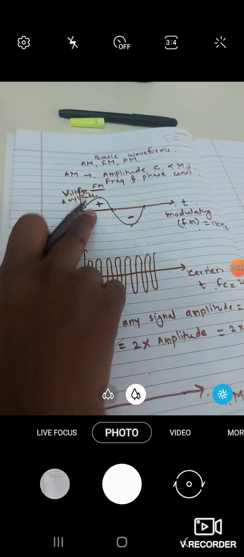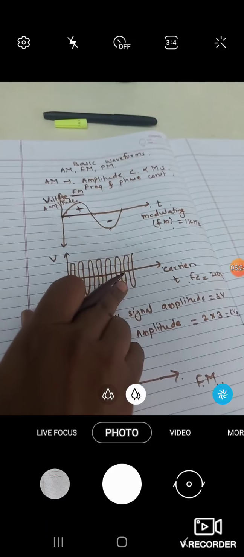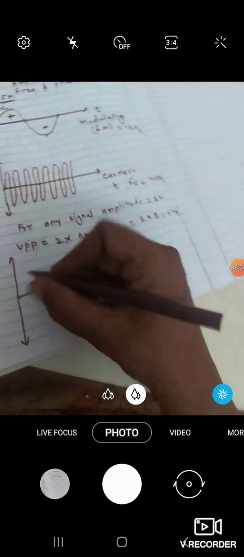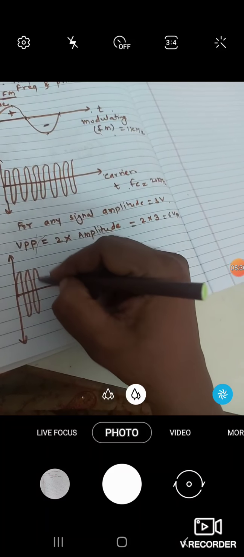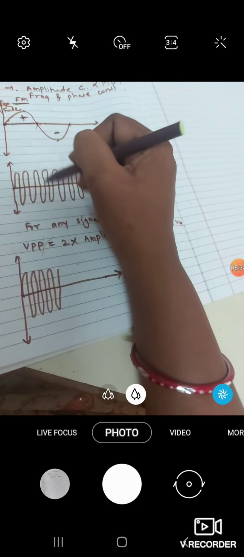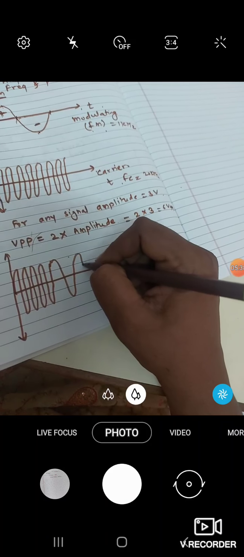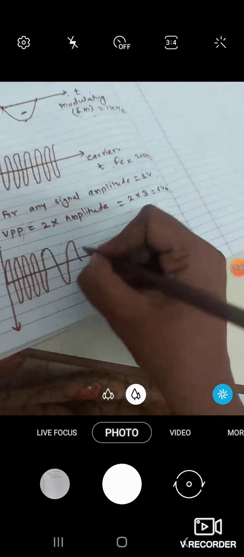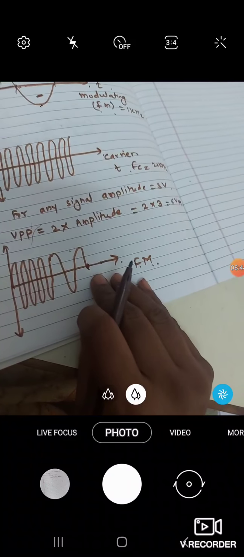So in FM what happens? For the positive half cycle, the frequency of the signal is more, and for the negative half cycle, the frequency of the signal is less. So it will be drawn like this. For the positive half cycle, the frequency of the signal is more. So if you take the projections, for the positive half cycle the frequency is more, and for the negative half cycle the frequency is less. That is the concept of the frequency modulation signal.